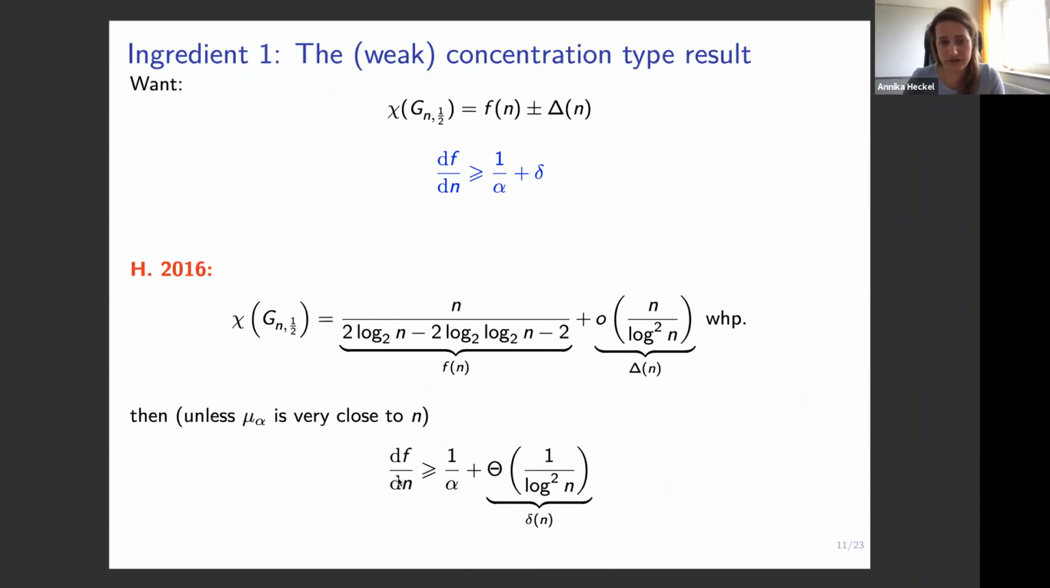So df over dn is at least 1 over alpha plus something of order 1 over log n squared, unless mu alpha is very close to n. So we can't go all the way up to root n with this. I'm also going to say something about this later, so how close we can actually get to root n. But yeah, luckily we don't have to do any work here. We've already got this result here, and it's actually quite lucky that we do, because the best estimate that existed before this result wouldn't have worked in this proof. So we really do need this.